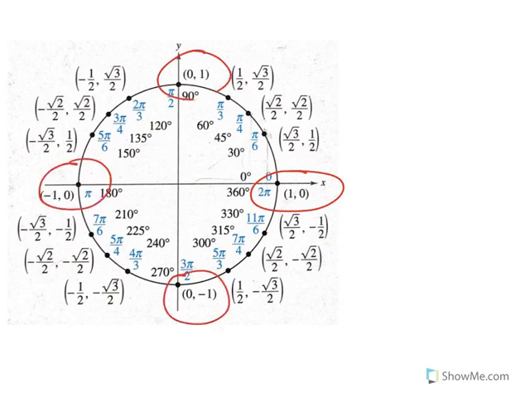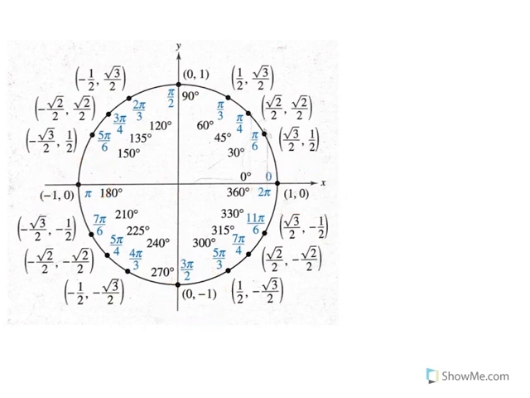So now we want to look at the angles. Of course, angles can be measured in degrees or radians. And you may remember that 180 degrees is equal to pi radians. So a half revolution counterclockwise is 180 degrees or pi radians. And you can have fractions of a half revolution.